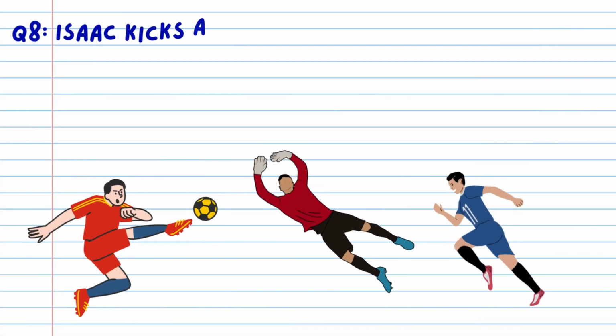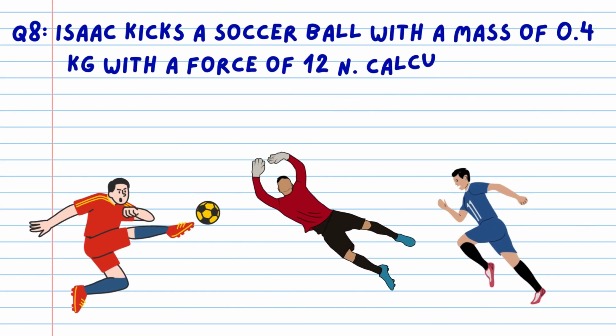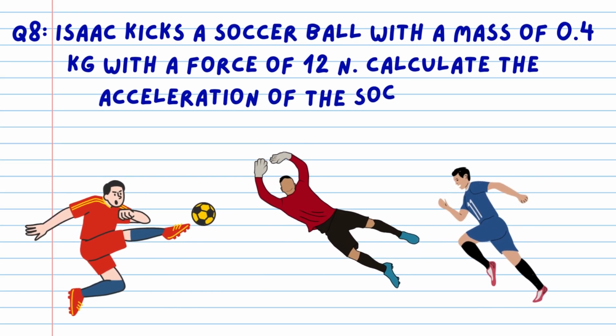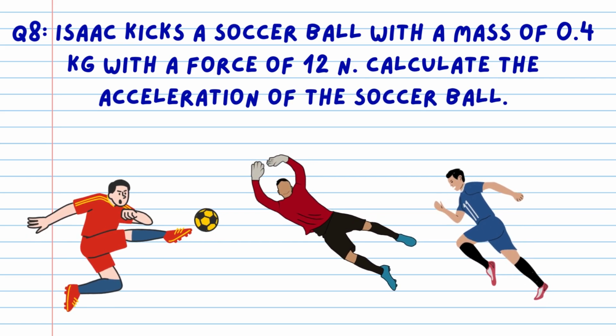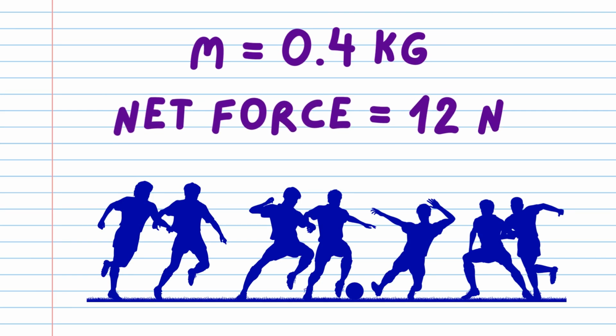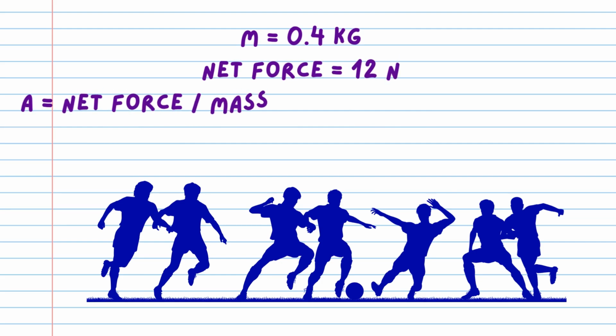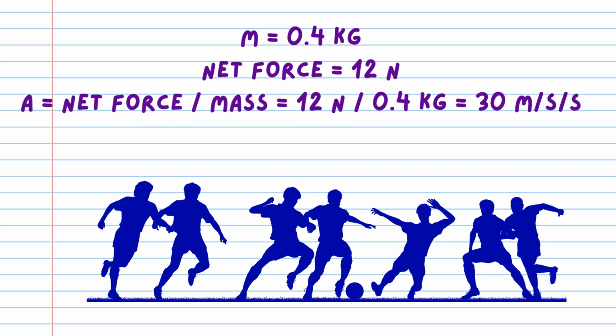Question 8. Isaac kicks a soccer ball with a mass of 0.4 kg with a force of 12 newtons. Calculate the acceleration of the soccer ball. So here the mass equals 0.4 kg and the net force is 12 newtons. a equals net force over mass, so plugging in the values we get acceleration is 30 meters per second squared.